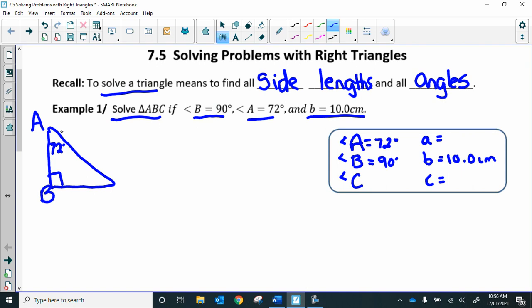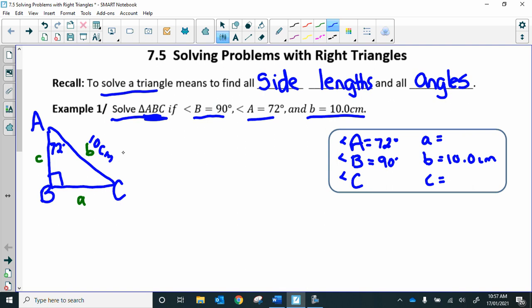So here's how you do that. When you're labeling, your capital letters are always across from your lowercase letters. So across from big A is little a. Across from big B is little b. And the angle we don't know here is C, because this is triangle ABC. So across from big C is little c. That's how you're going to label your sides and your angles. The piece of information they're giving us is little b is 10 centimeters. So this side length here is 10 centimeters.